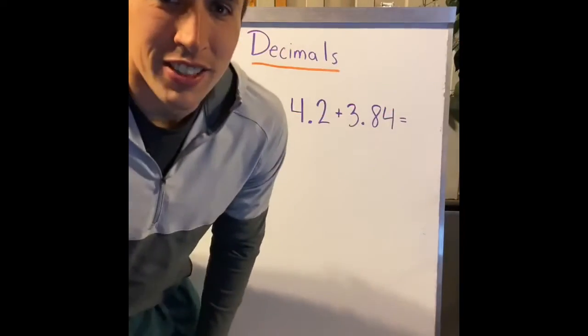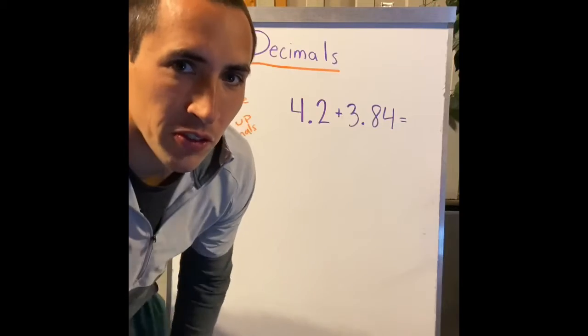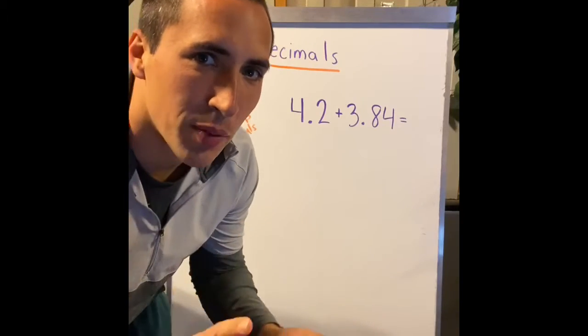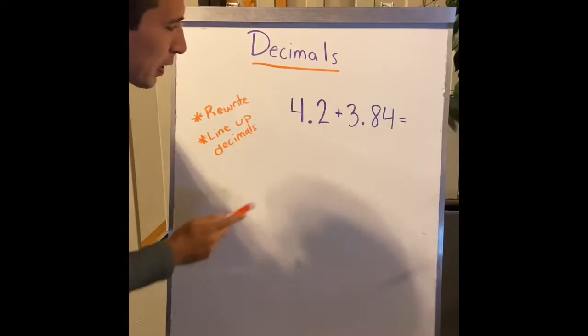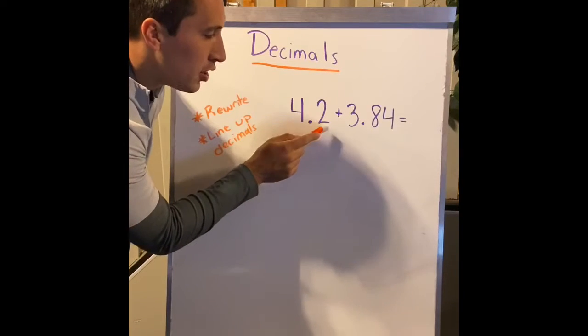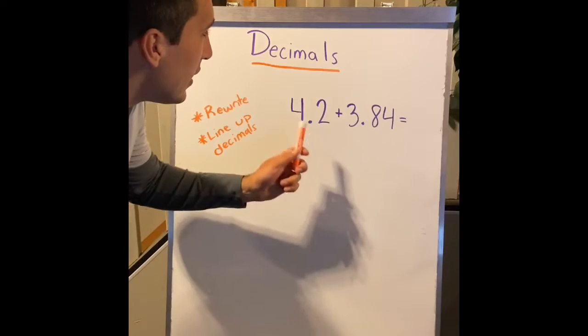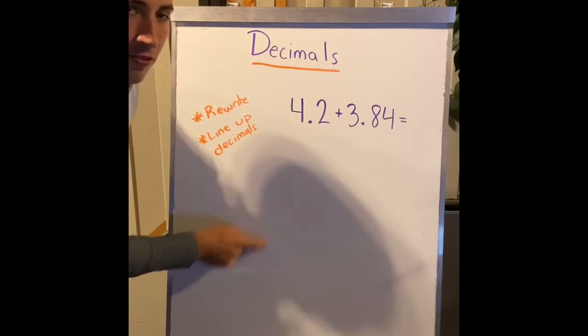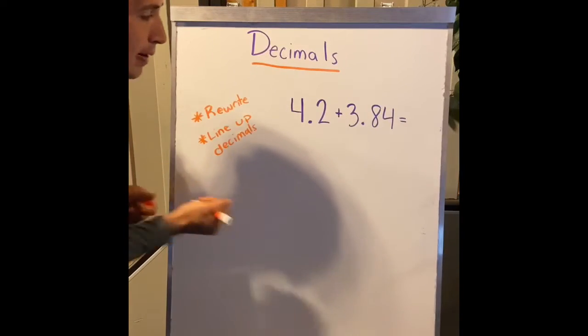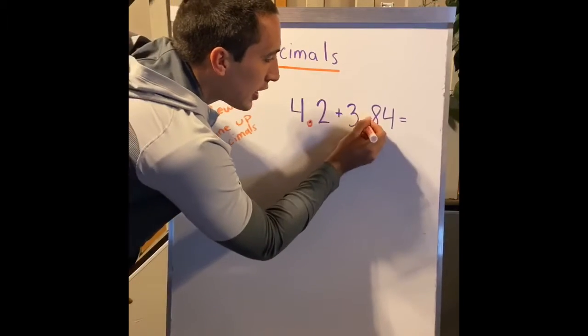Hey class, today I want to start off with a couple review problems from yesterday. Let's do 2 addition and 1 subtraction. Our first problem is 4 2/10 plus 3 84 hundredths. Now remember, when you add decimals, we rewrite the problem first. Rewrite the problem, and remember, we need to line up these decimals.